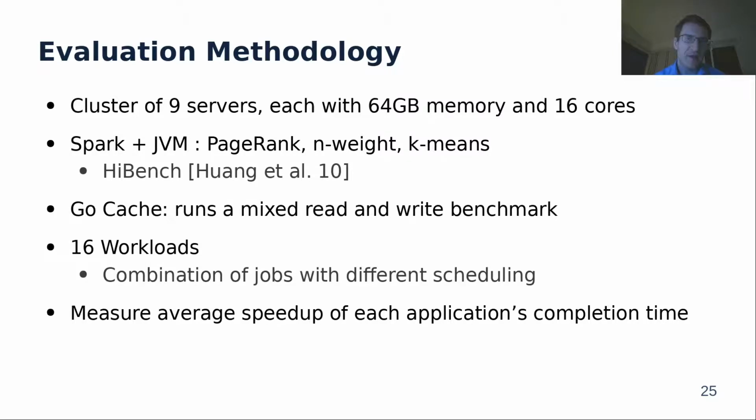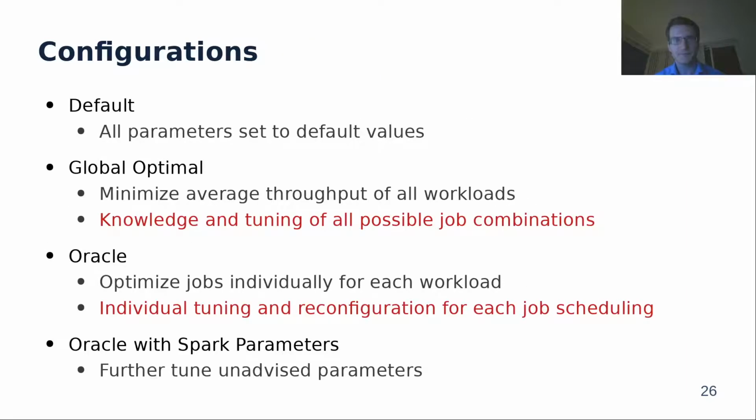We evaluate M3's performance by comparing the average speedup of each application's completion time. We compare M3 with 4 configurations that increase in how unrealistically well they perform. First, we compare against the default configuration with all parameters left unchanged. Second, we compare against a global optimal configuration. This configuration sets each job's parameters to maximize the average throughput of all 16 workloads.